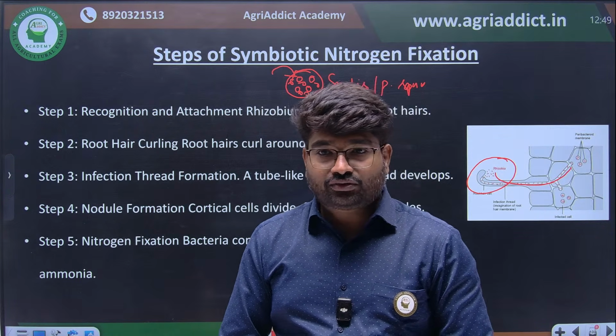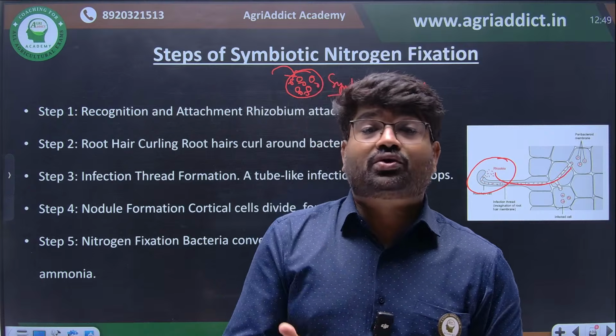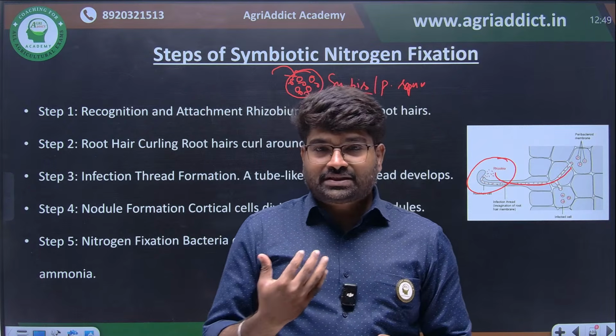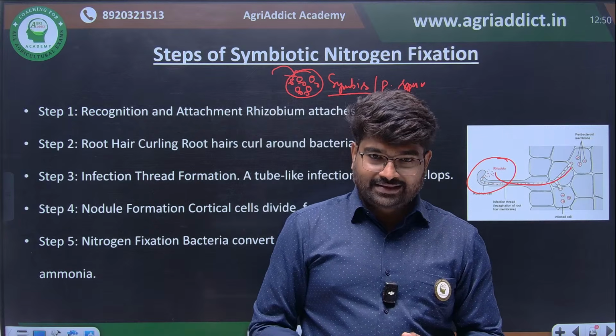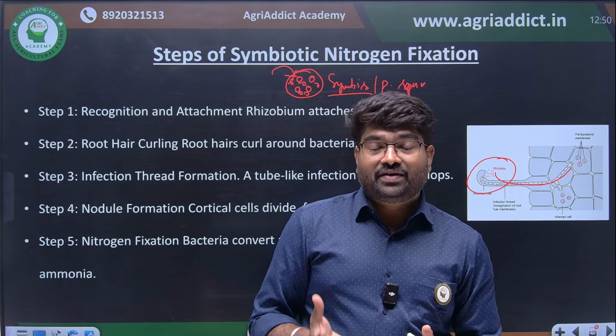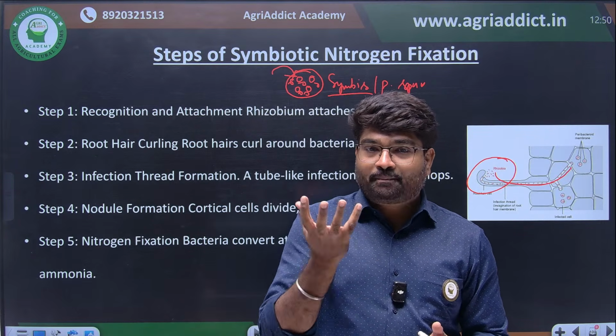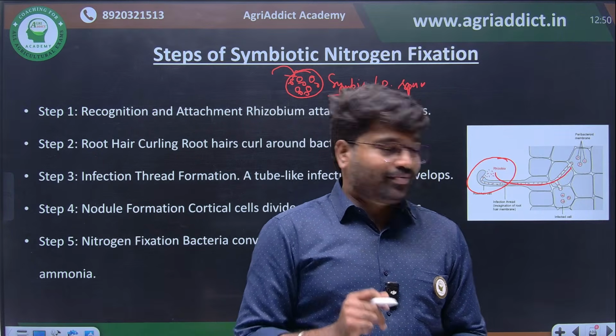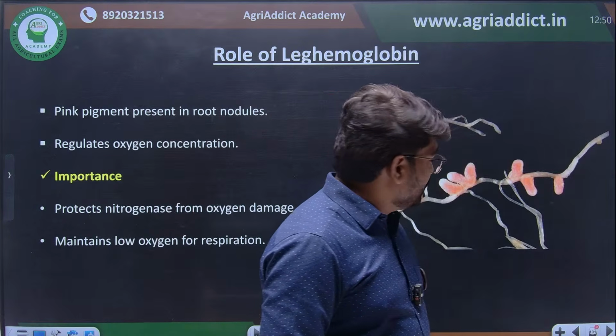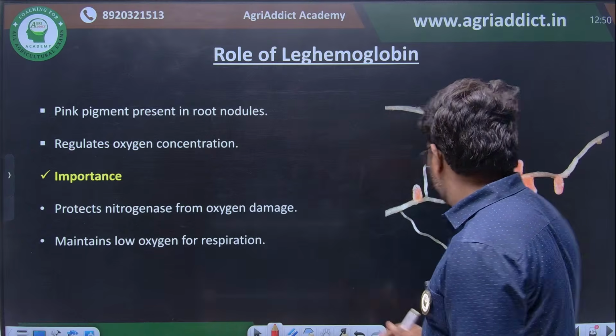Now we have to remember in which form the bacteria is giving the nitrogen to plants, and in which form the bacteria is obtaining the carbon source from the host organism. This is another important point. You have to remember one thing.